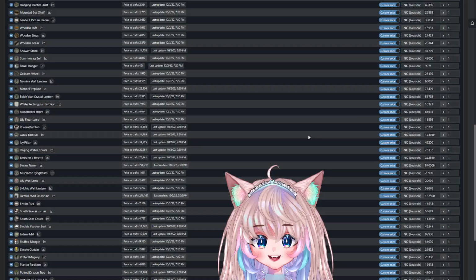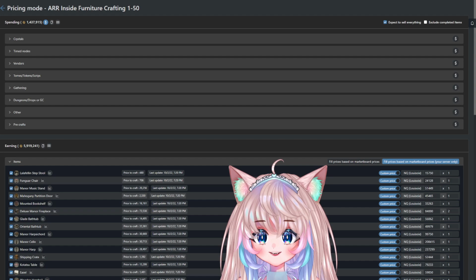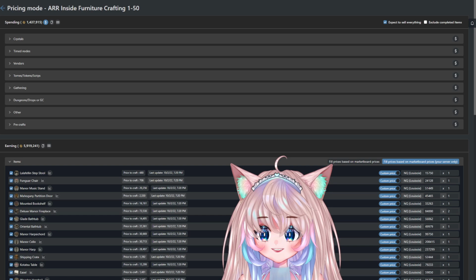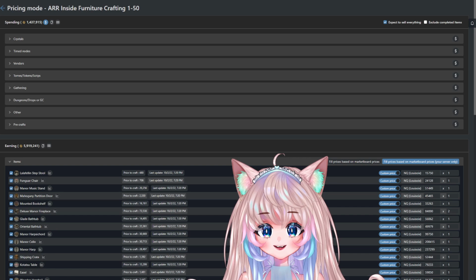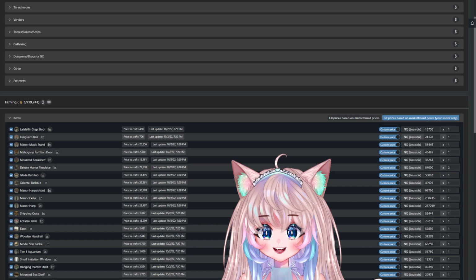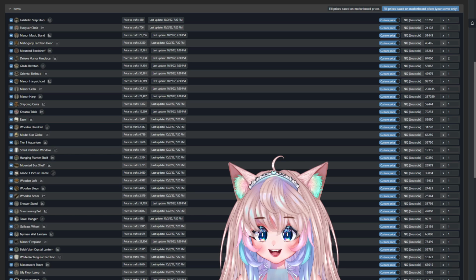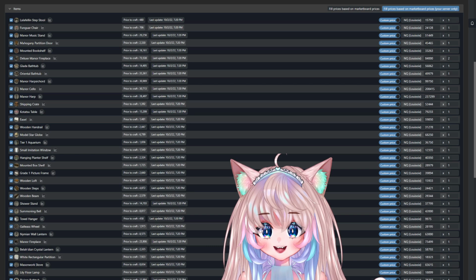And of course, here is all the A Realm Reborn inside furniture crafting levels 1 through 50. There are so many here, so many crafts to do, but if you craft everything, one of each out of this entire list, you will be spending 1.4 million gil, but you will make 5.9 million gil. Although that looks like a great number, I really emphasize focusing on particular pieces instead of this whole list. Especially look for things that sell often, sell for quite a bit, and of course, check what's best on your market board. It might be different than my market board. That's why lists are so important.